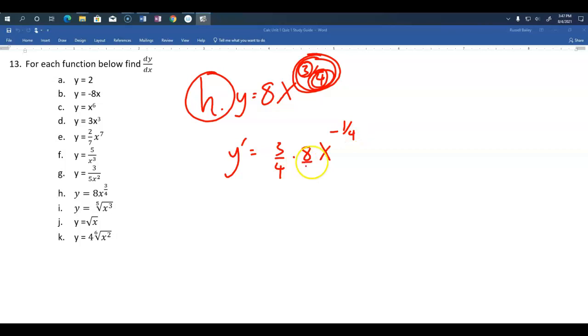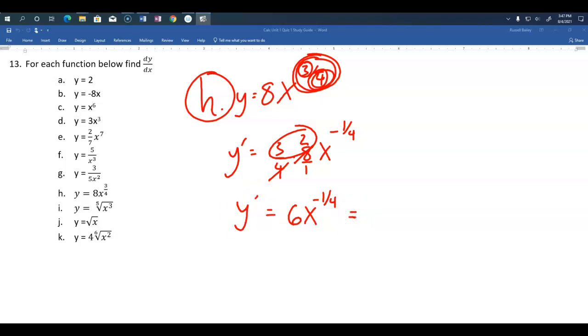I'm going to multiply straight across. Actually, I can cross reduce here. The 4 goes into the 8 twice. So I'm left with 3 times 2 in the front, which is 6x to the -1/4. Now, that's one way that the answer can be written.